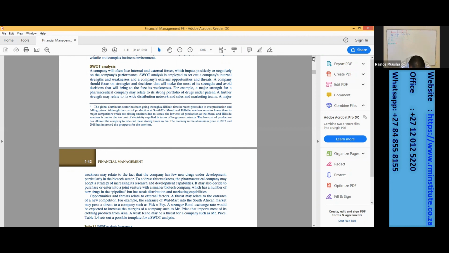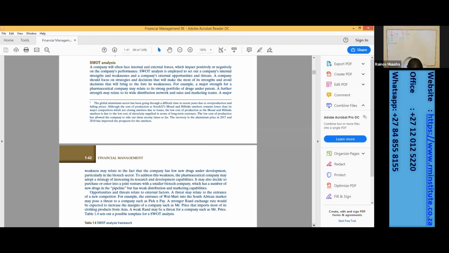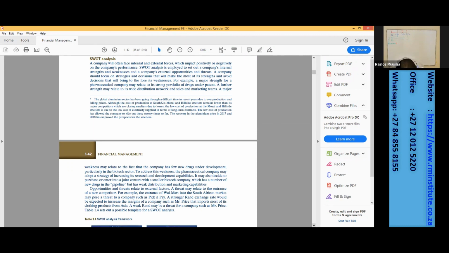For example, a major strength for a pharmaceutical company may relate to its strong portfolio of drugs under patent. A further strength may relate to the wide distribution network and sales and marketing teams. A major weakness may relate to the fact that the company has few new drugs under development, particularly in the biotech sector. To address this weakness, a pharmaceutical company may adopt a strategy of increasing its research and development capabilities, and may also decide to purchase or enter into a joint venture with a smaller biotech company, which has a number of new drugs in the pipeline, but has weak distribution and marketing capabilities.